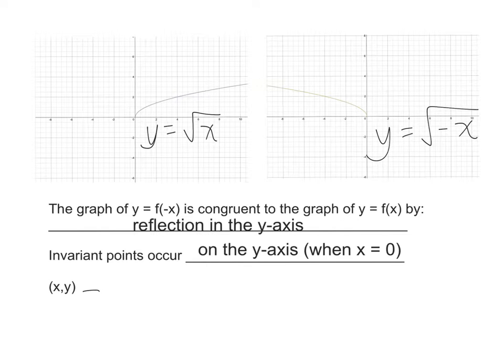And for the mapping rule, x, y maps to, anybody have it? Negative x and y. X values change signs. So if they're positive, they flip to negative. If they're negative, they go to positive. But the y values stay the same. And you can see that in your table of values that you made.